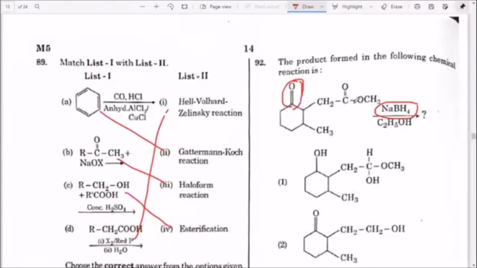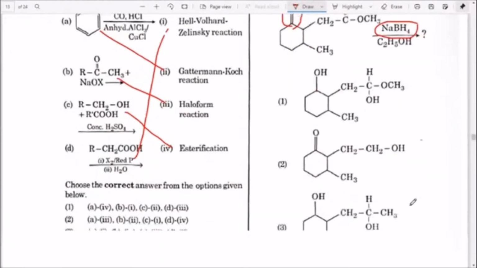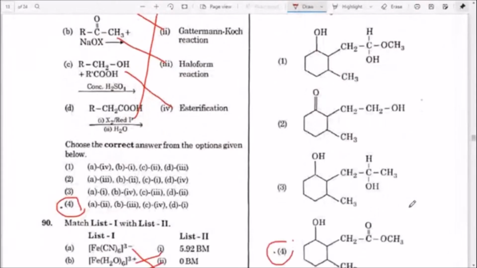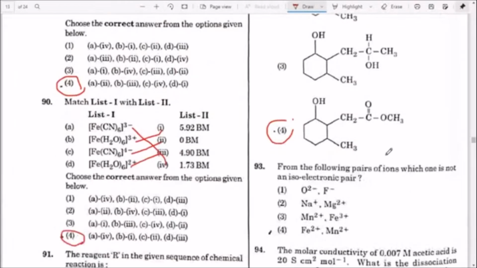Yes. So if I use lithium aluminum hydride, ester and ketone both would have been reduced, right? I would have got both alcohols, but here sodium borohydride chemoselectively reduces only carbonyl compounds, that is aldehydes and ketones. So this ester is intact. This ester is not going to be disturbed.